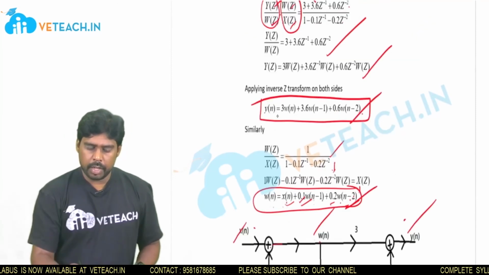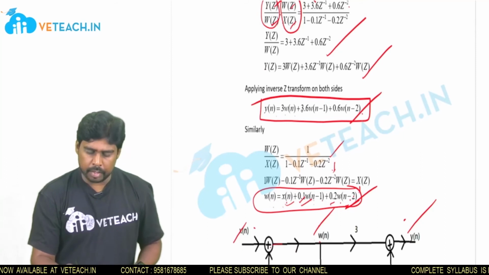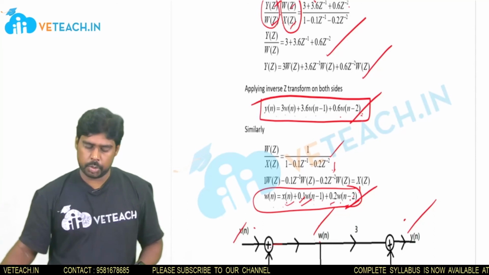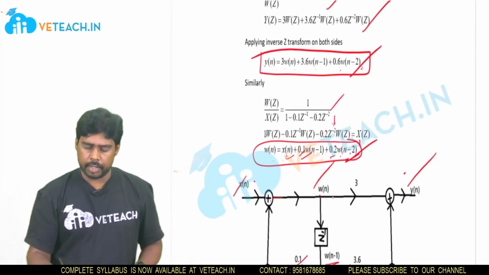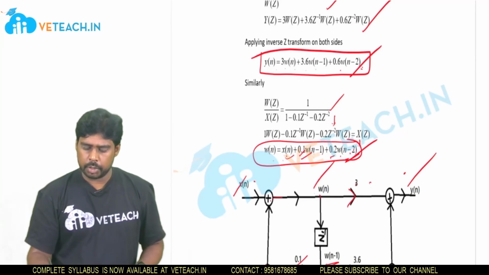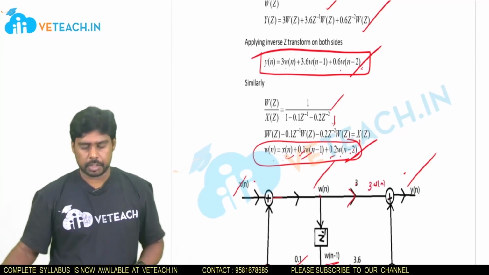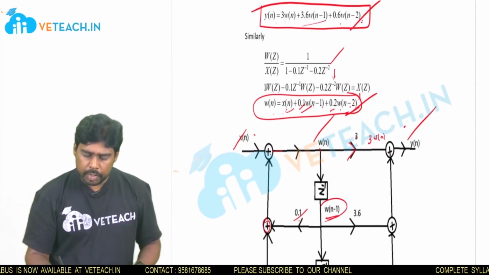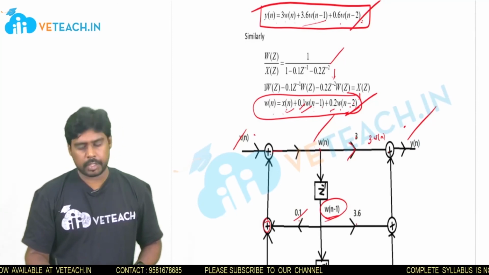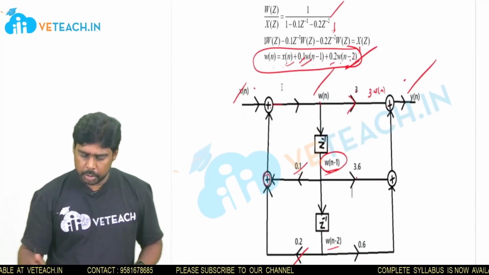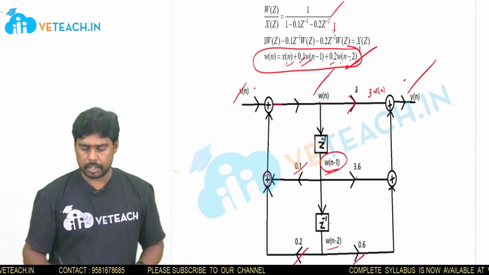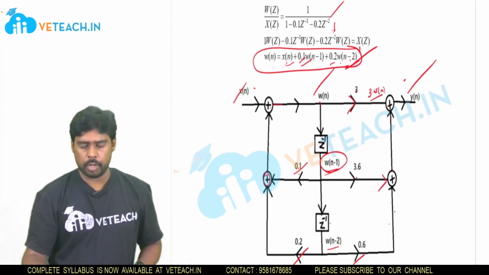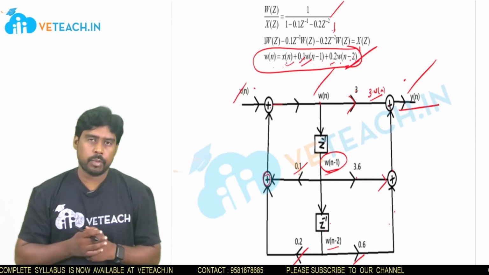Now move to this: y of n equal to 3 w of n plus 3.6 w of n minus 1 plus 0.6 w of n minus 2. Already this is w of n, so multiply with 3 and you will get 3 into w of n at this summing point. And what else do we need? 3.6 into w of n minus 1. Already w of n minus 1 is there; you multiply with 3.6. Already w of n minus 2 is there; you multiply with 0.6. Add these two here, and after adding these two, you add with 3 into w of n. You will get y of n. This is the direct form 2 structure.